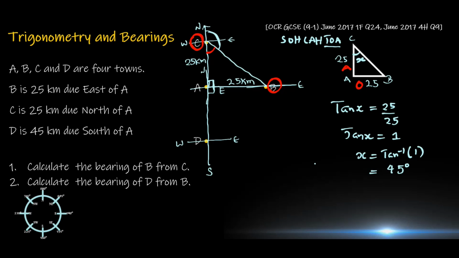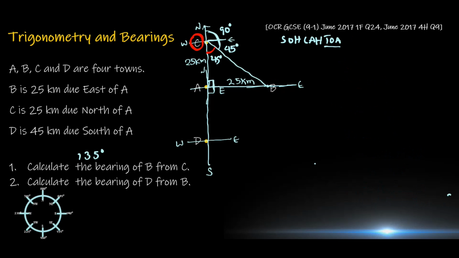So that means if angle X is 45 degrees, the angle between the south and east altogether gives us 90 degrees. And then we also have 90 degrees for north to east. So the bearing of B from C is basically adding 90 plus 45. 90 degrees plus 45 degrees gives us 135 degrees.